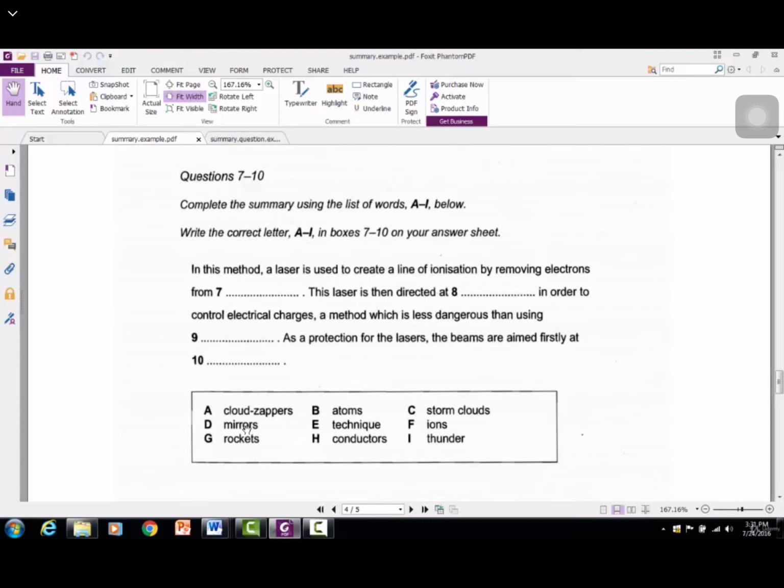Wow. So our correct answers are B, C, G, D.